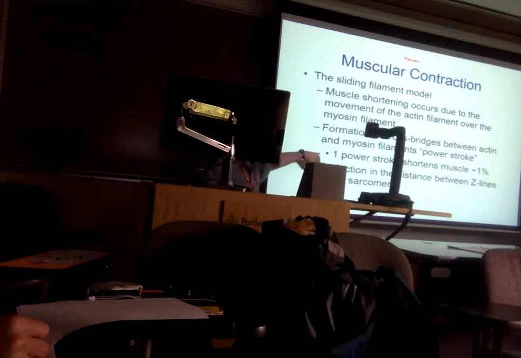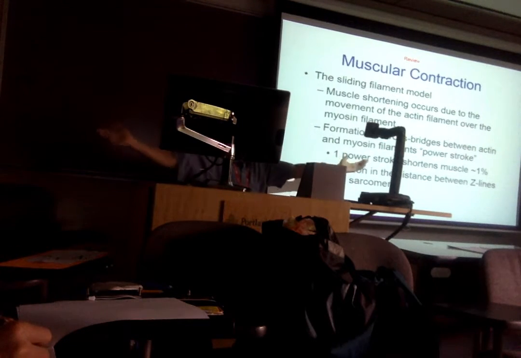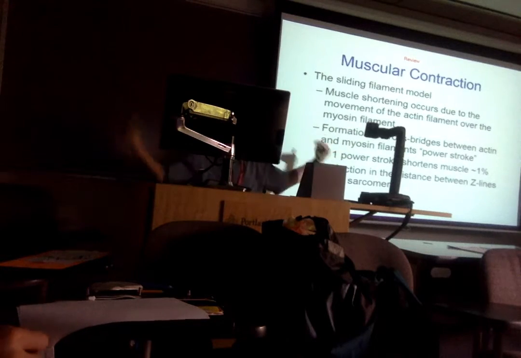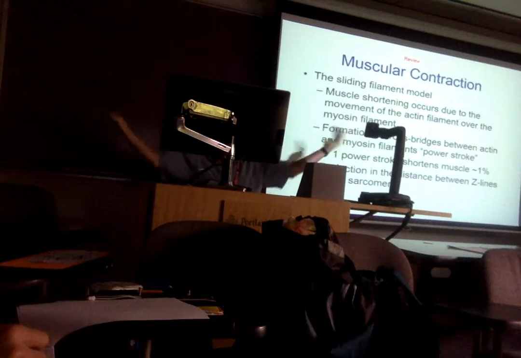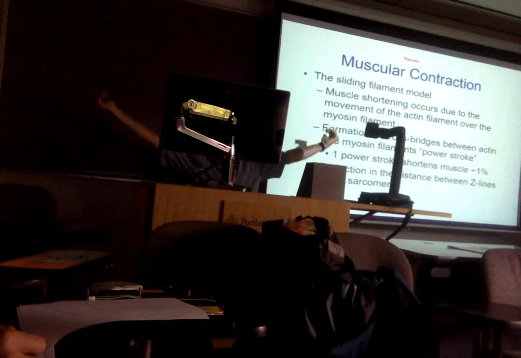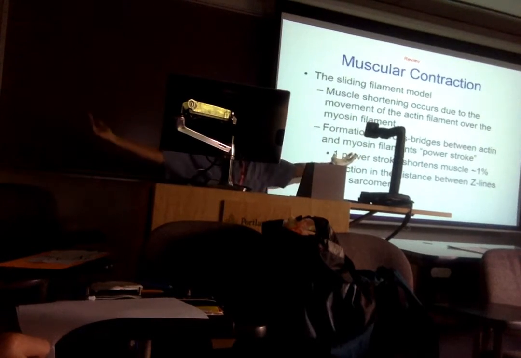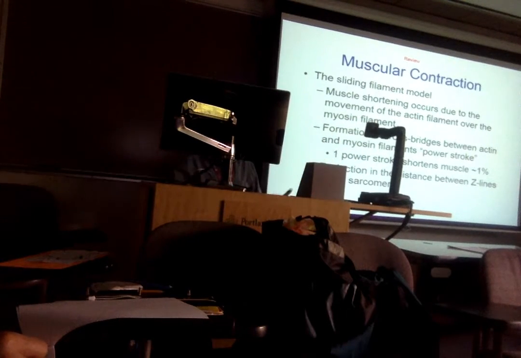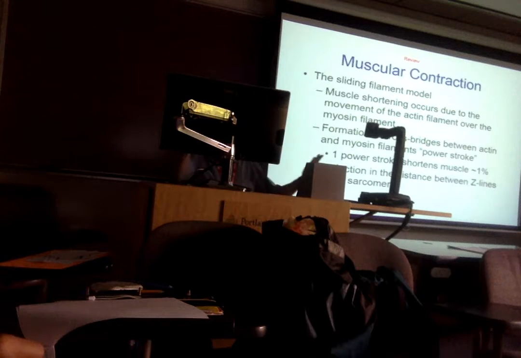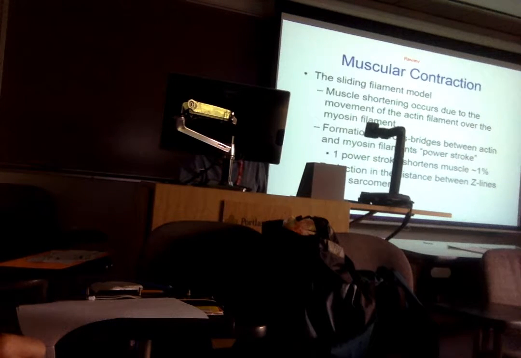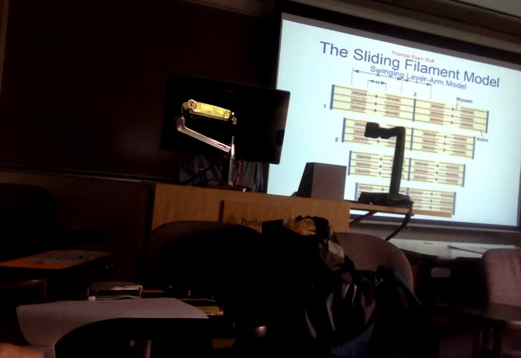It says one power stroke shortens the muscle only about 1%, but as long as there's calcium around, I'm going to be doing this and pulling, and I'm just doing 2 myosin heads. There's a lot. So I'm going to be really, really pulling as long as there's calcium around. And I shorten the Z-line distance. So that's kind of the sliding filament model.